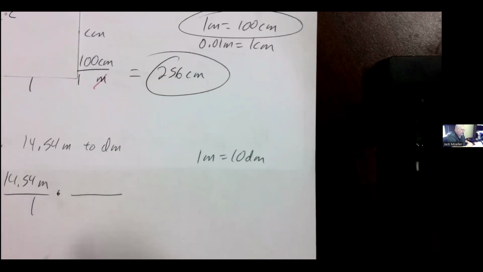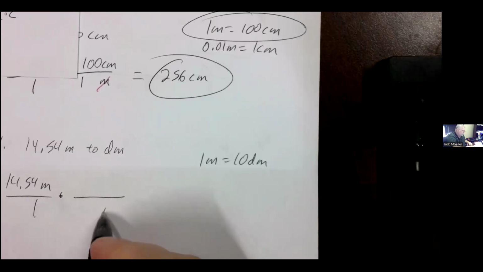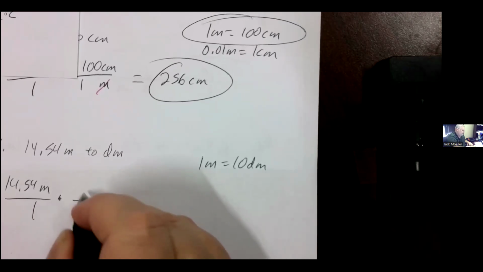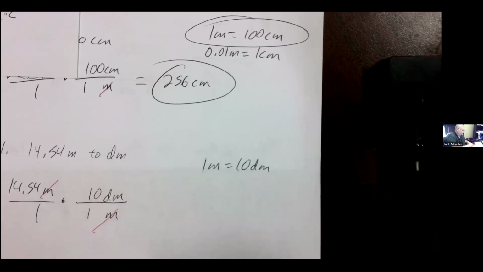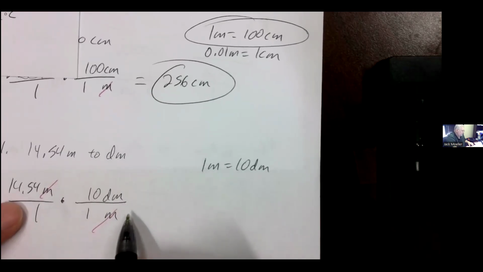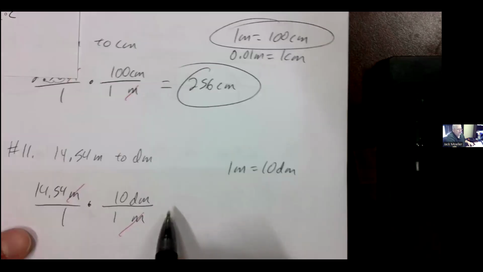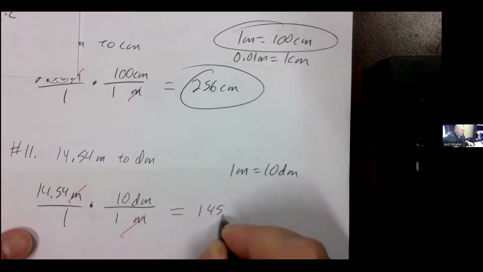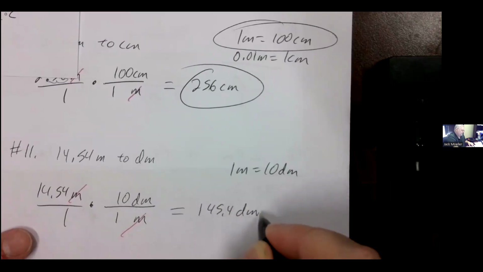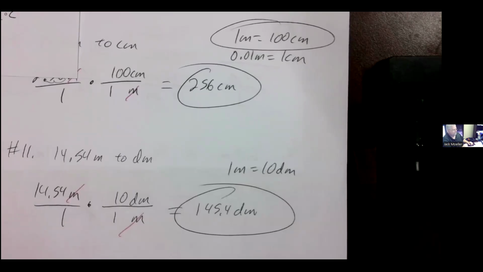So how do we set that up as a fraction? Well, meter on the bottom. So 1 meter is 10 decimeters. That means we're just multiplying 14.54 times 10. It's 145.4 decimeters. It doesn't matter for metric or English, the conversions still work the same.